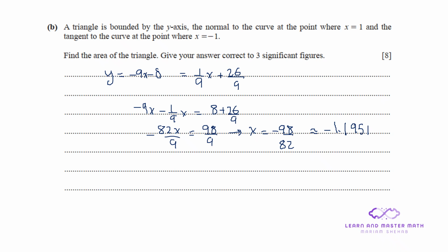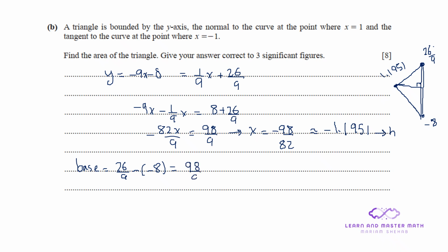Okay, so now we have, I'll make a sketch without the whole shape. This is 1, the height here is 1.1951, and for this base we're gonna subtract 26/9 minus -8. So for this one is the height, we missed the base. For the base it's gonna be 26/9 minus -8, which is equivalent to 98/9. Okay, one step to go.